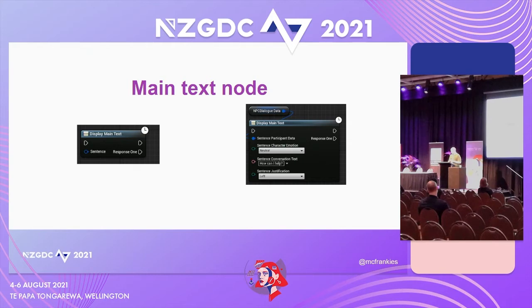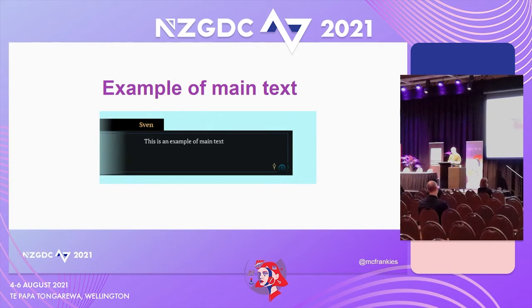So this is the main text node. Functionally, very similar to V1, although there are major differences under the hood, the outcome was quite similar. This main text node takes a sentence structure and displays it on the screen. This is what the main text looked like. Really, this is the bread and butter of any dialogue system, displaying text onto the screen with some sort of formatting variables, again, using our guy Sven.